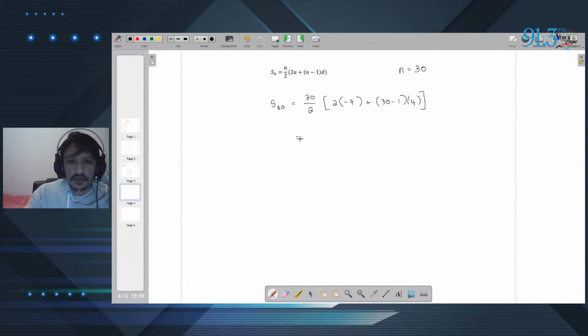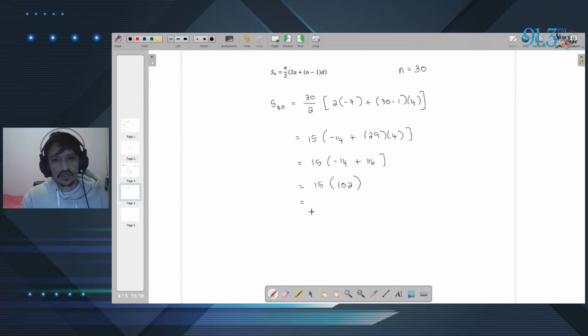So now we're going to get 30 over 2 is 15. 2 times negative 7 is negative 14. Plus 29 times 4. What does this give us? So we get 15 times negative 14. 29 times 4. 9, 18, 27, 36, and 80. So that is 116. Equals 15 times 102.